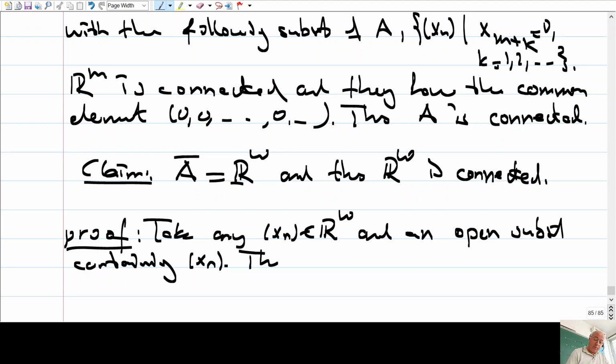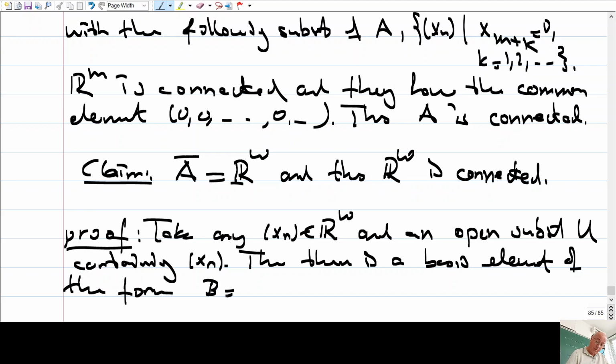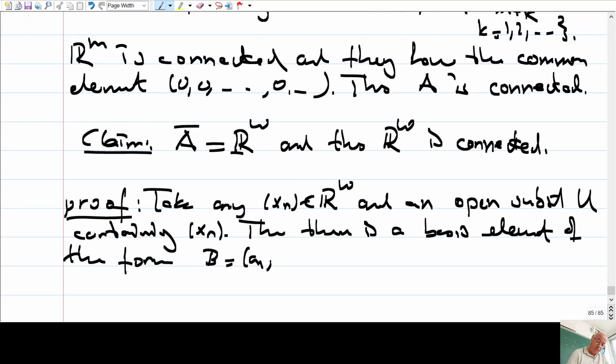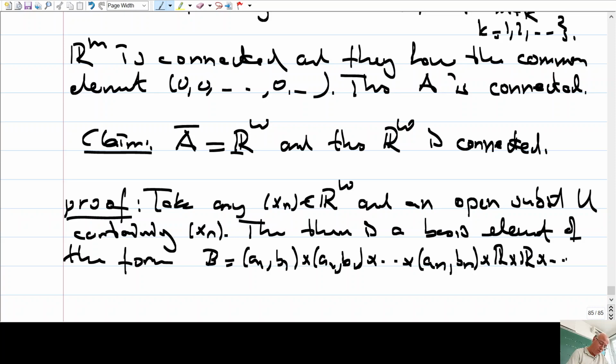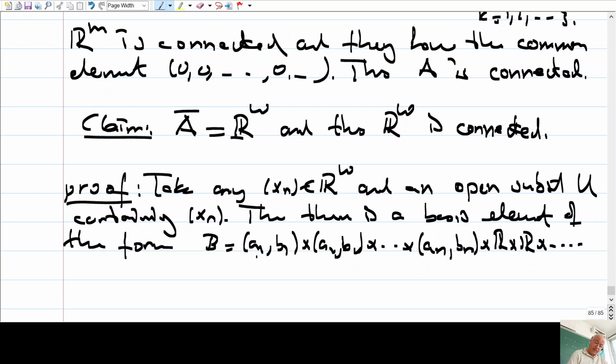Then there is a basis element. Let me say this is your basis element B, and it has this form. Basis elements are like this: (a1, b1) cross (a2, b2), some finite intervals, let's say (an, bn), and after some point on, we should have all R's. Well, clearly, there is this element here. So this open set B contains the element.